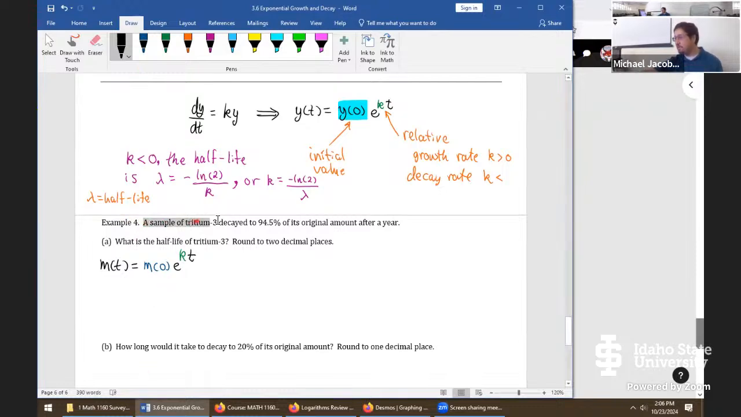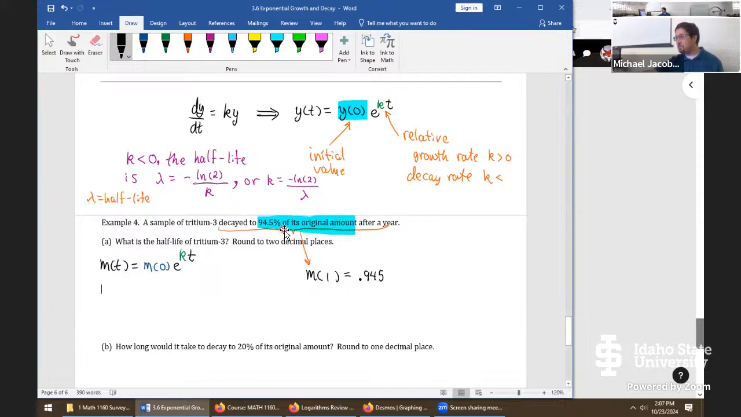And when it says a sample of tritium 3, they're referring to the initial mass. We just don't know what it is. But it did decay to 94.5% of its original amount after a year. Taking that whole statement, we can write an equation that goes like this. Mass after 1 year, so mass at 1, is equal to 94.5% of its original amount. And when it says original amount, they're talking about m at 0 right here. So take this, convert it to a decimal number, 0.945.